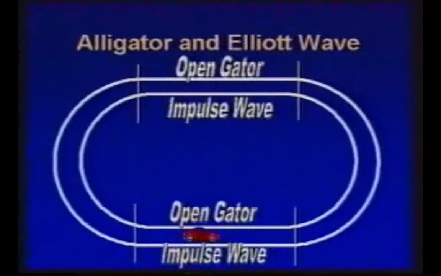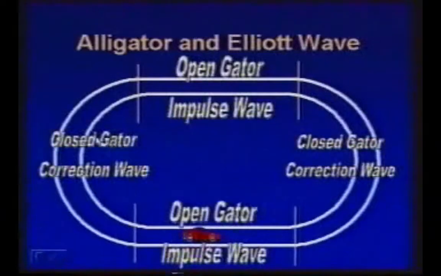The way to look at this is anytime the gator is open, we're in a straightaway. Anytime we're in an impulsive wave, we want to trade the market and take profit from it. So in the top straightaway and the bottom straightaway, we have both an open gator, and it's also, from an Elliott standpoint, an impulse wave. On the ends of the racetrack, we have the closed gator, where the price bars are intertwining with the alligator's mouth on both sides. And again, if you trade at 200 miles an hour, here's what's going to happen to you. You're going to have a crash here. If you trade at 140 miles an hour on the straightaway, you're going to be left behind.